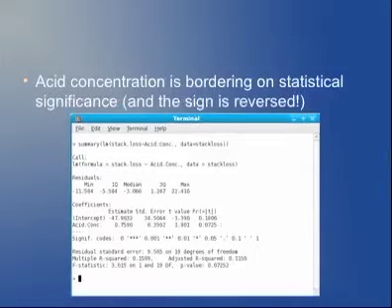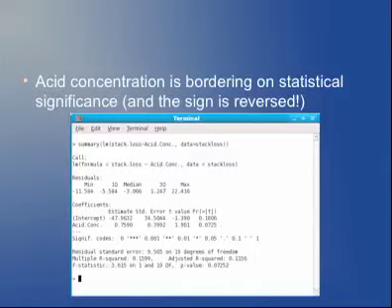And acid concentration is the really weird one. The coefficient still isn't statistically significant at the 0.05 level. It's about 0.07, but if you recall, in the multivariate model the coefficient was negative. Now it's positive 0.759. How do we explain this?